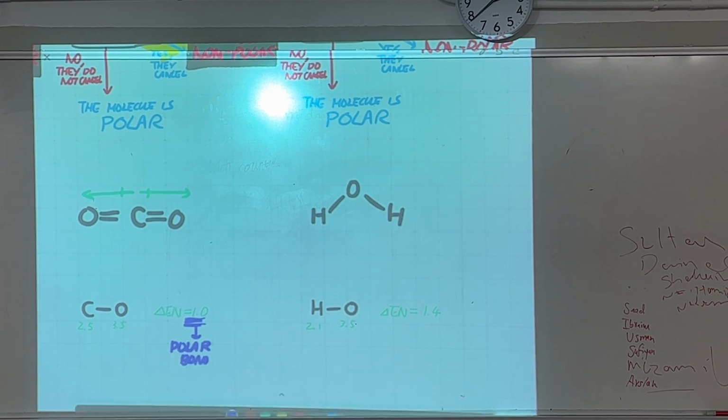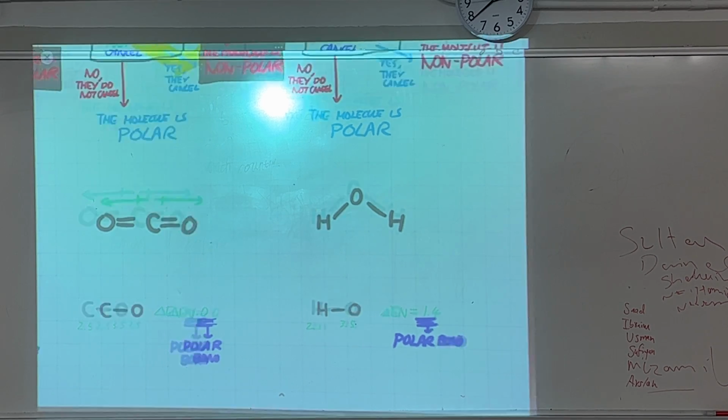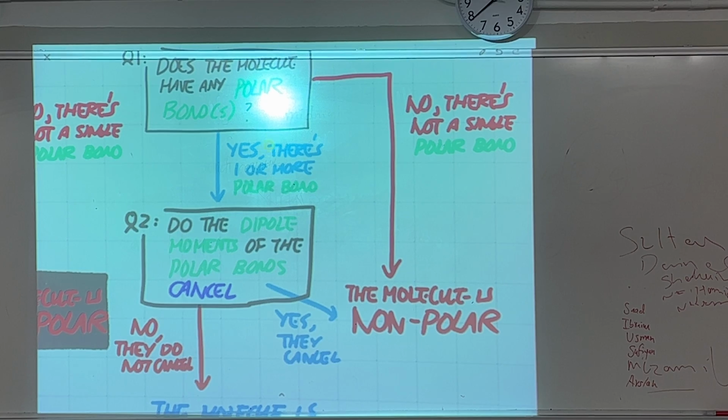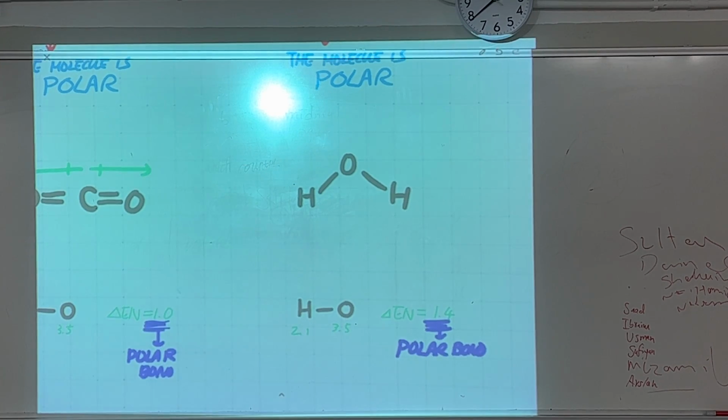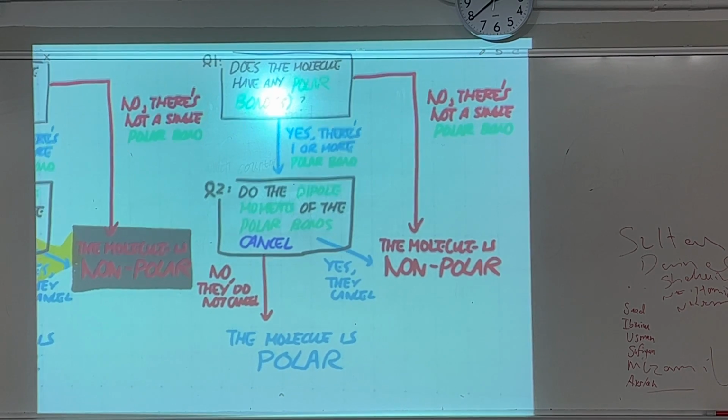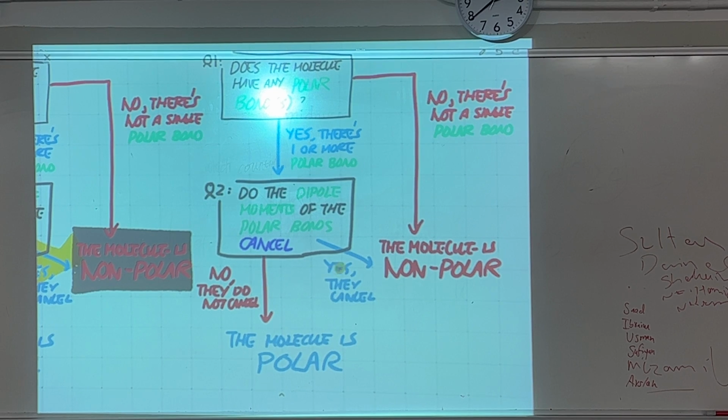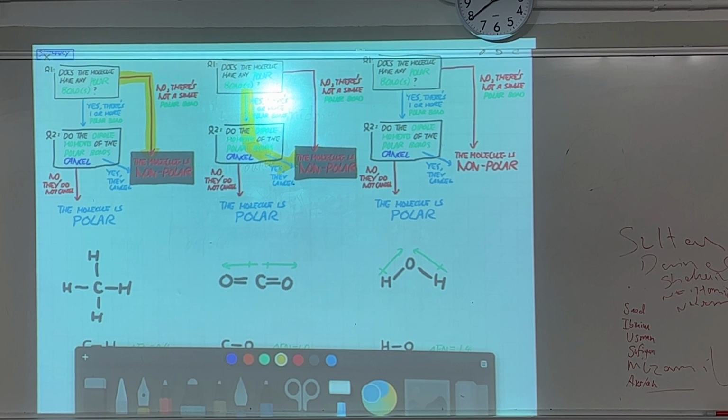Is it a polar bond? Yes, because it's larger than 0.4. So we say this is a polar bond. So what do you answer to the first question? Yes. What about the second question? Can you show me how the dipole points first? Is it from H to O or O to H? H to O, yes. Do they cancel? No. So therefore what will you have answered to the second question? They do not cancel, yes. So therefore your answer will be yes to the first question and no to the second question. So what's your conclusion? It is polar. You see?